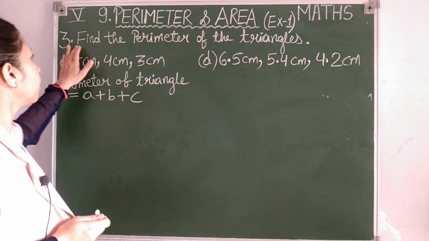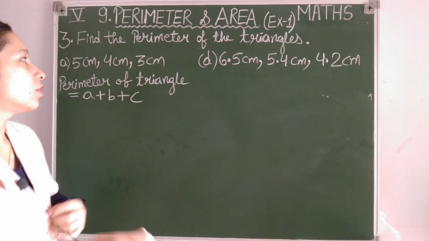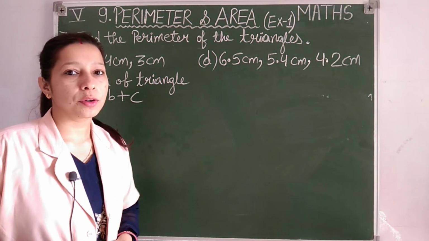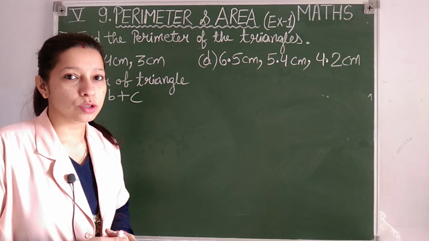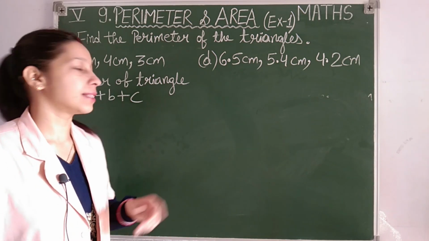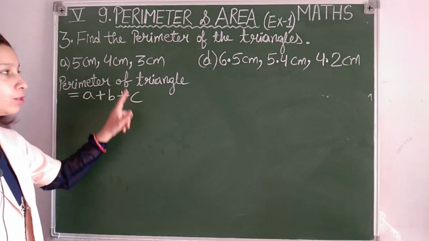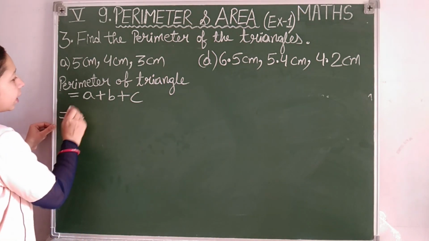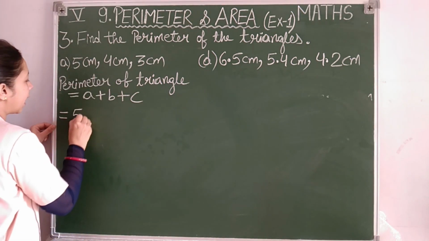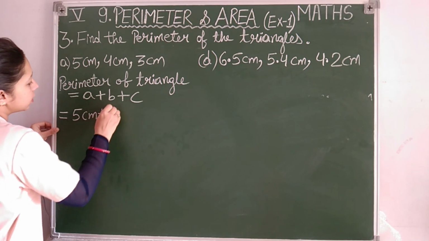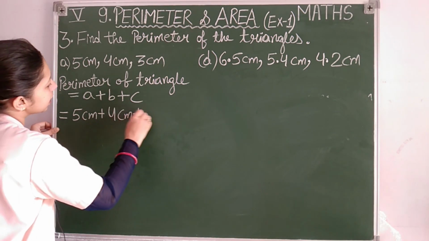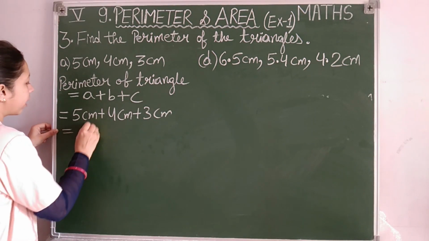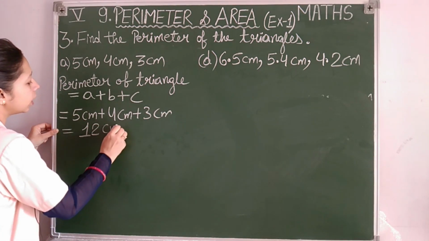So students, question number 3, find the perimeter of the triangles. Here the 3 sides are given. So what is the formula to calculate perimeter of triangle? Perimeter of triangle equals to sum of all the 3 sides, that is A plus B plus C. So again you have to write the formula for each point. Let us see students. So here the 3 sides are given. So simply I will add 5 centimeter plus 4 centimeter plus 3 centimeter. So 5 plus 4 9, 9 plus 3 12. I got 12 centimeter as the perimeter of the triangle.